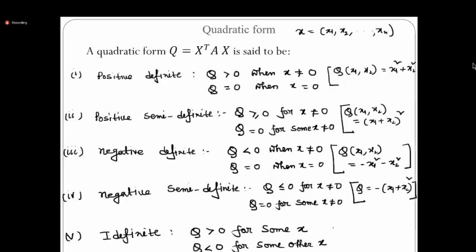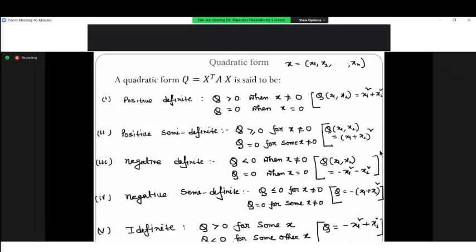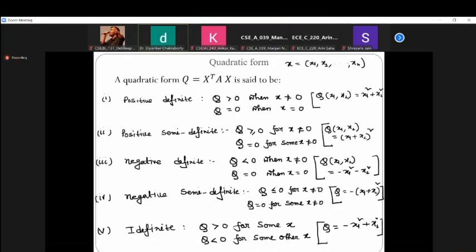Again, any example? Several examples are there. Minus x1 square plus x2 square. Very good. When you choose x1 greater than x2, then you are going to get the negative value. And if you choose the other way, that x1 is less than x2, then you are going to get the positive, right? So you are going to get some value of x which gives you the positive value, and for some value of x you are getting the negative one. So that means that quadratic form is indefinite.